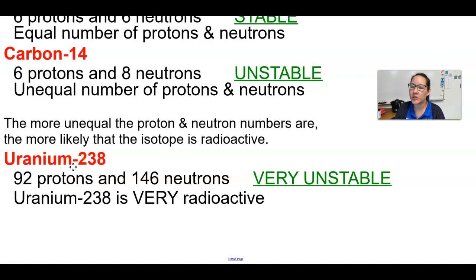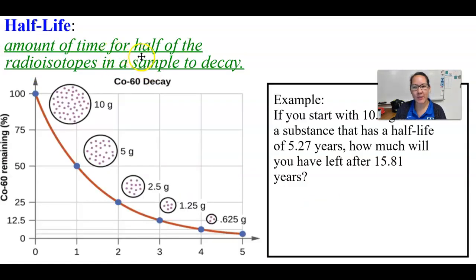So uranium-238 has 92 protons versus 146 neutrons. Since those numbers are so far apart, uranium-238 is very radioactive, or very unstable. So half-life is the amount of time for half of a radioisotope in a sample to decay. It's going to become stable by giving off alpha, beta, and gamma radiation.